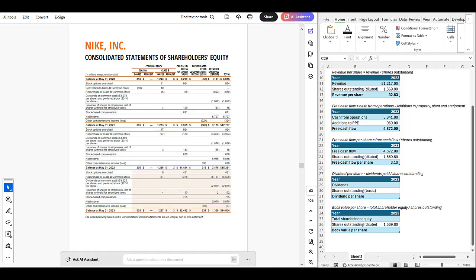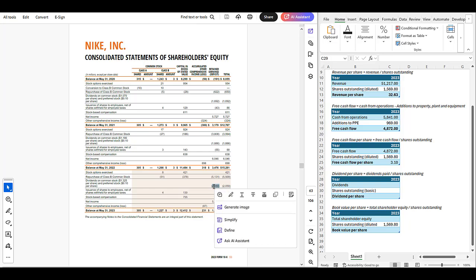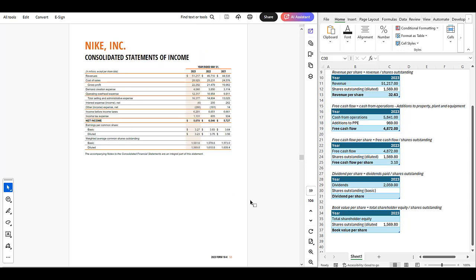Here we can see in 2023, Nike paid $2,059 in dividends on common stock. For dividends, you want to use basic shares outstanding to see how much of a dividend each share was actually paid out. Basic shares outstanding was 1,551.6. 2,059 divided by 1,551.6 equals 1.33. In 2023, Nike paid $1.33 in dividends to common shareholders.